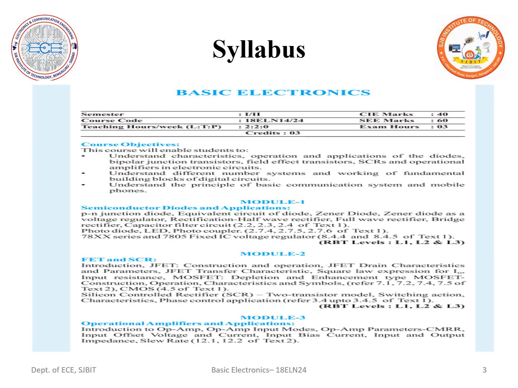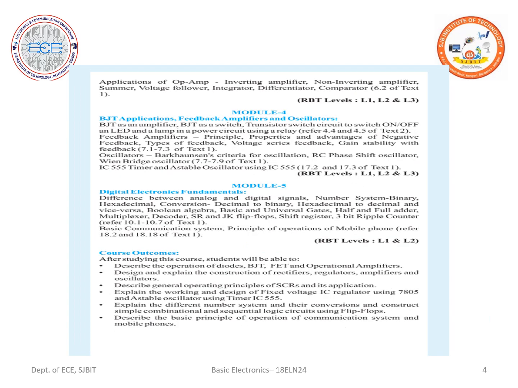It is going to consist of 5 modules. The first module consists of semiconductor diodes and its application. The second module consists of FET and SCR. The third module consists of operational amplifiers and its applications. The fourth module consists of BJT applications, feedback amplifiers and oscillators. The fifth module consists of digital electronics and fundamentals of it.